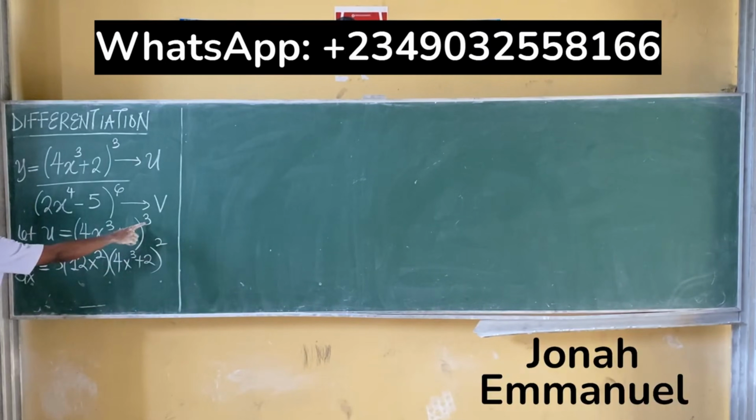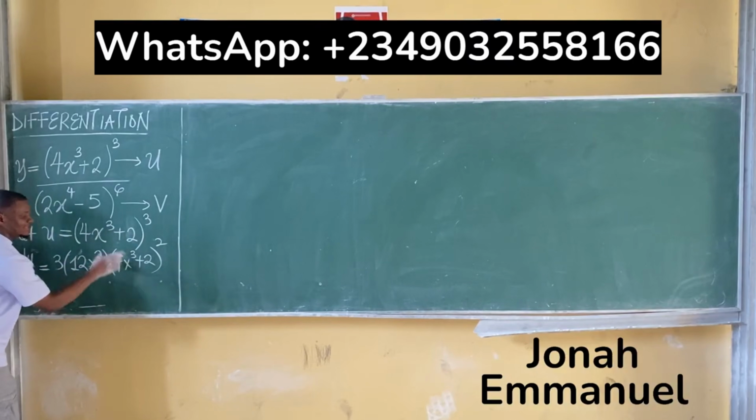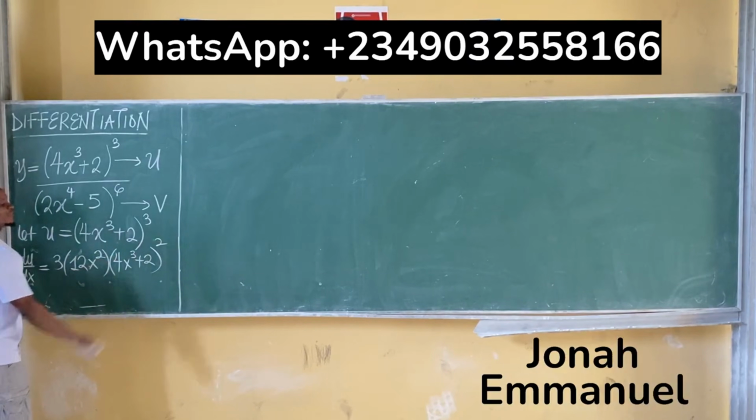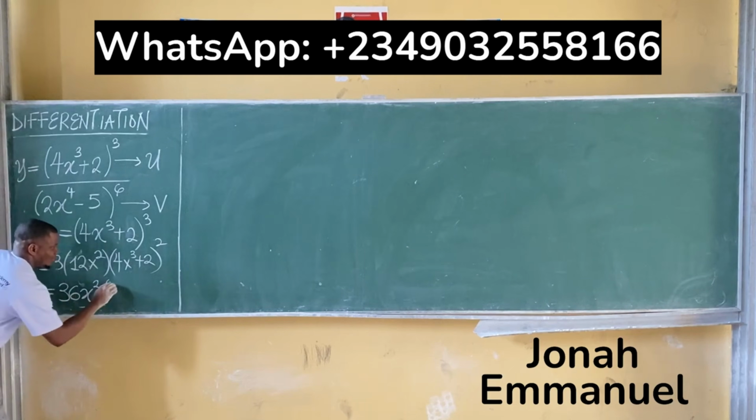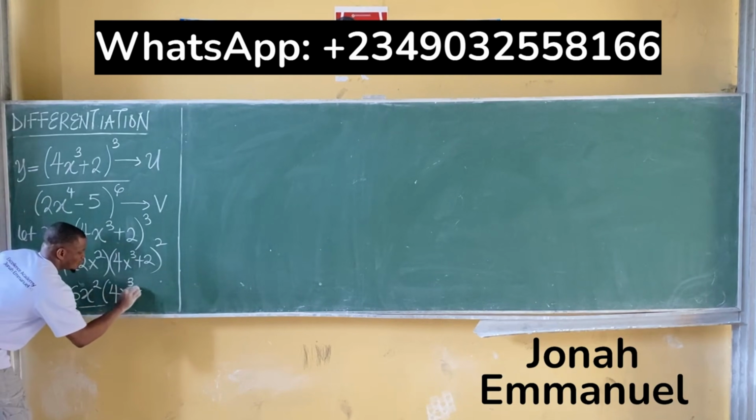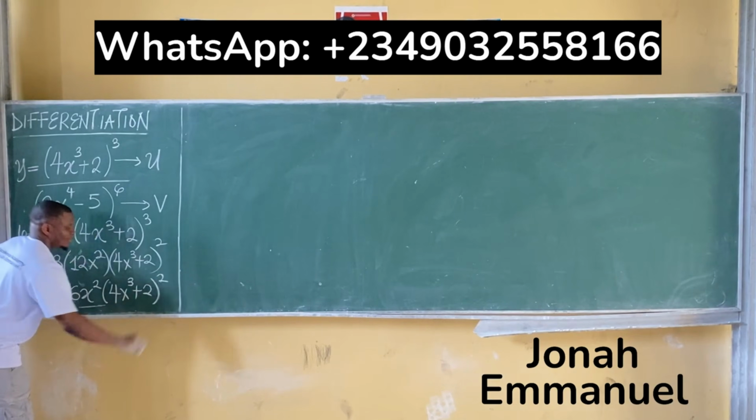We're using the chain rule shortcut. Write out the power 3. Differentiate what is in the bracket. If I differentiate 4x cubed, you have 12x squared, plus 2 is a constant, so it goes off. Repeat the term in the bracket and subtract 1 from the power, you have 2. Expand this: 3 times 12x squared. What do you have there? 36x squared into (4x cubed plus 2) to power 2.